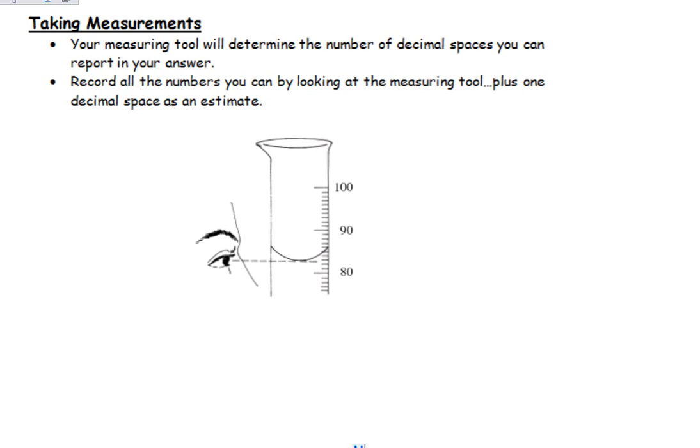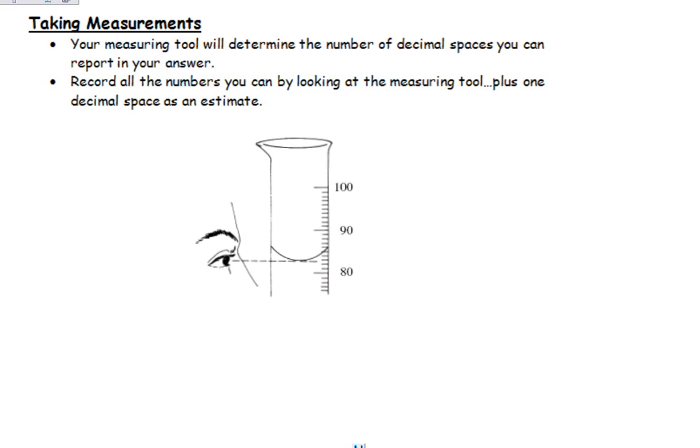So we need to kind of inspect this graduated cylinder and see what these little markings mean. So here, this must be the 80 and the 90. So this is 80, 81, 82, 83, 84, 85, 86, 87, 88, 89, 90. This graduated cylinder is marked off every 1 milliliter. Okay, important to know. What do those little lines mean?